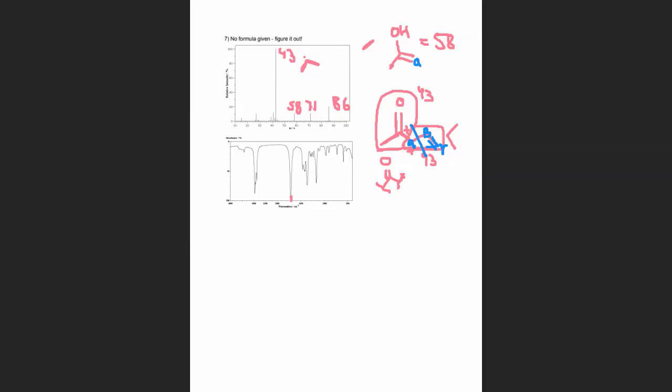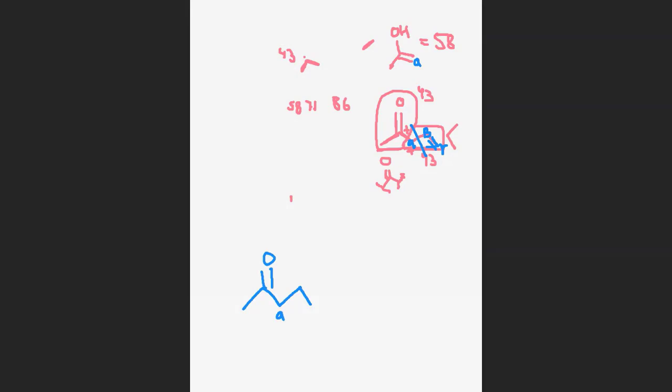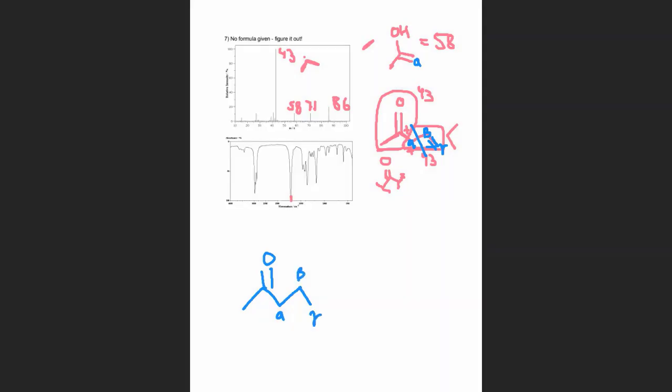Frank, could you draw the McLaughlin rearrangement really quickly for us? Yeah. So McLaughlin is when you have a carbonyl, a carbonyl that has enough chains for a gamma carbon. So right over here, from over here.